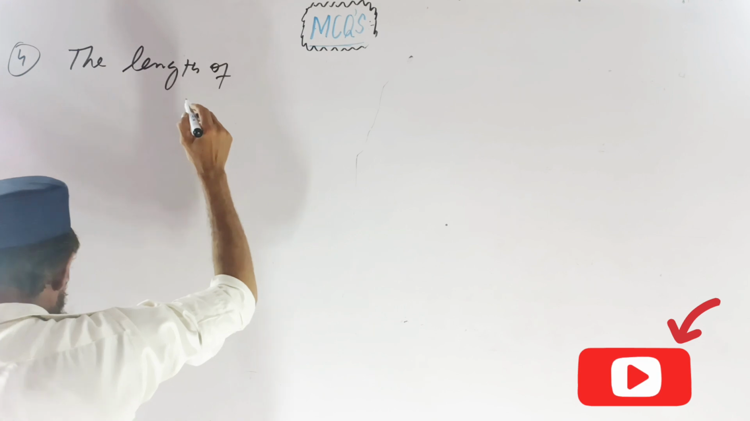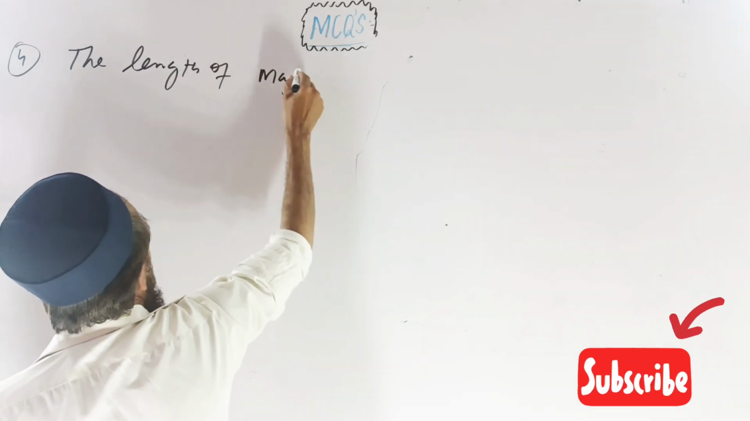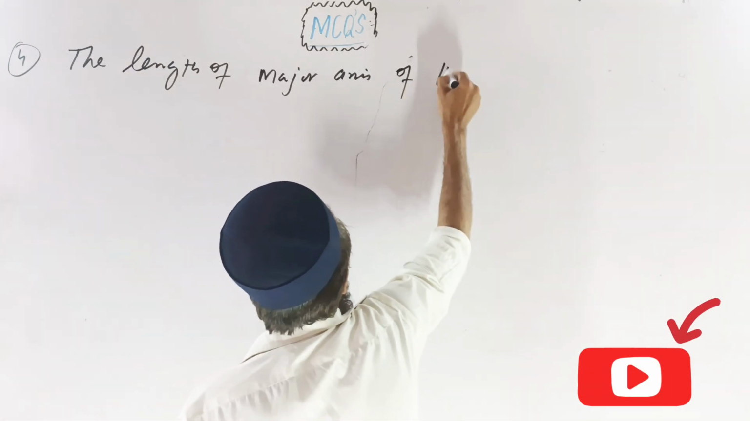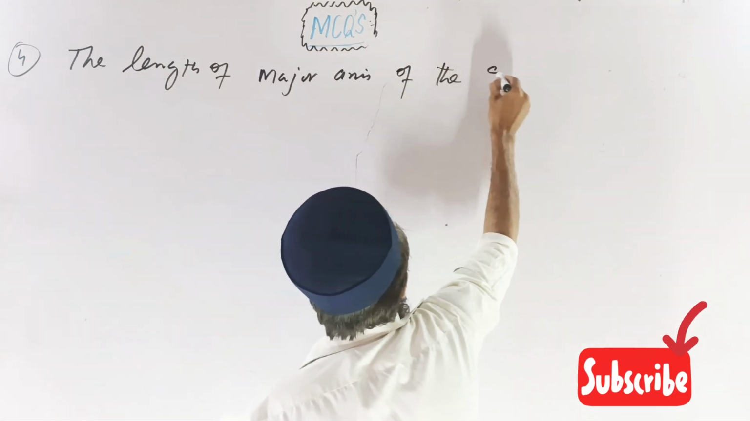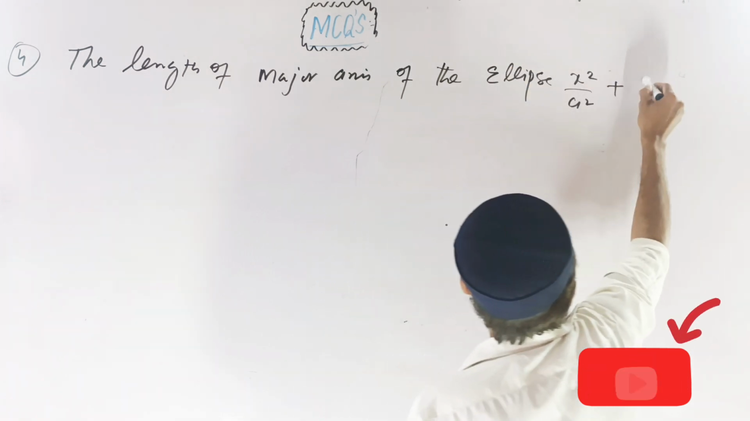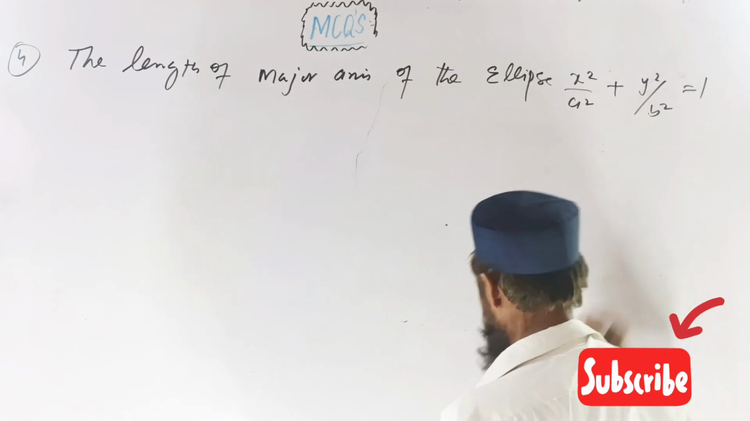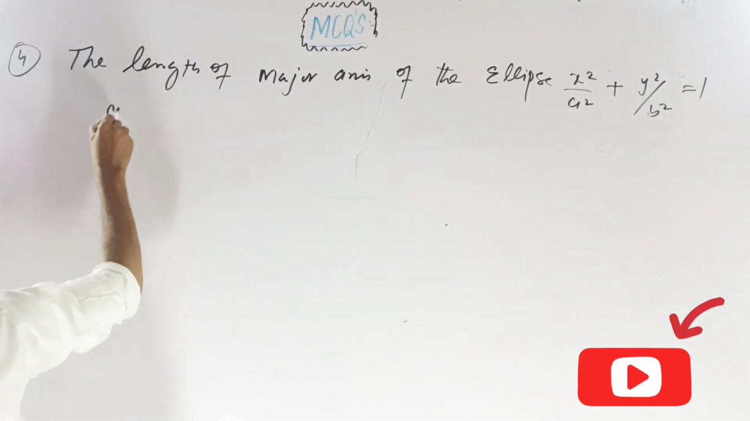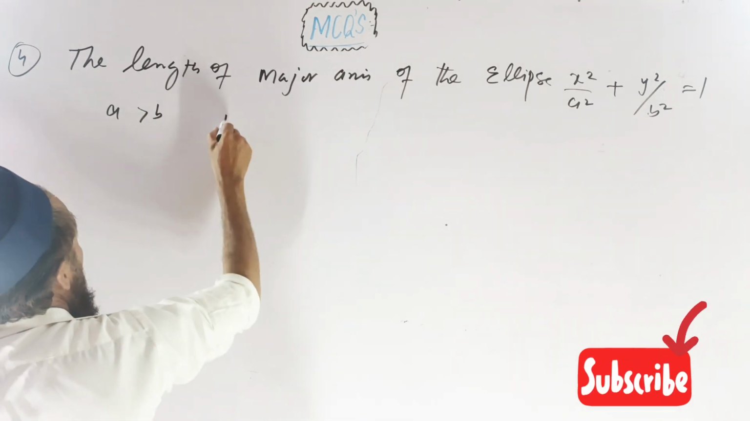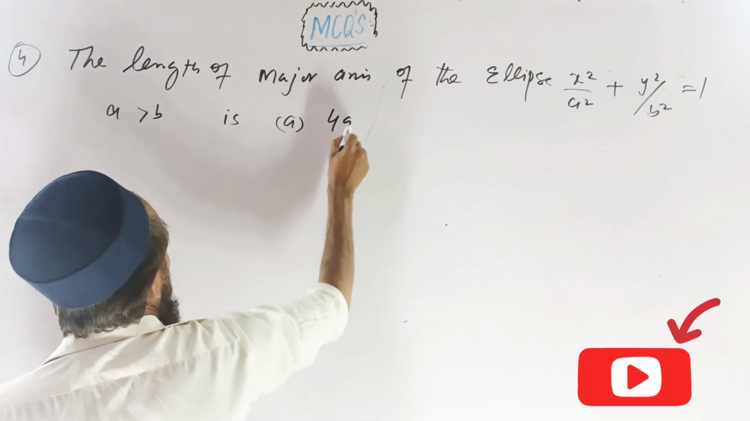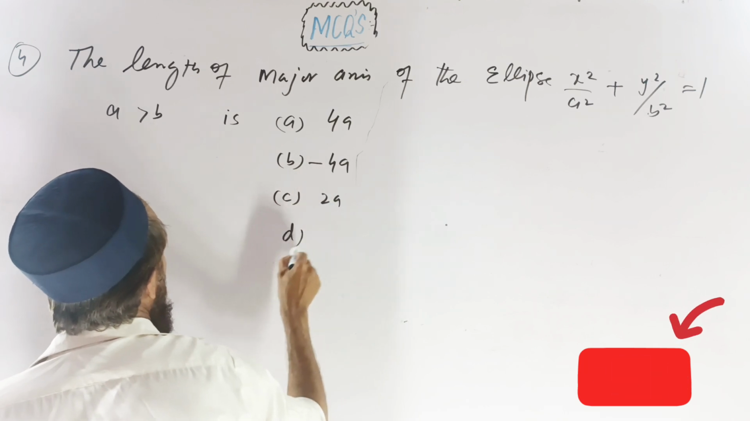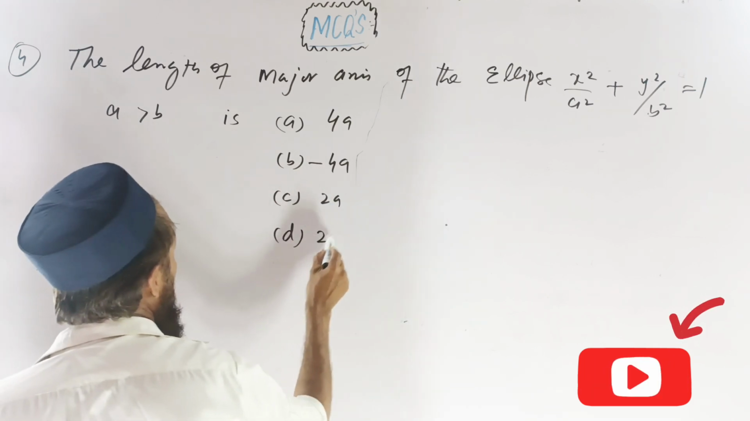The length of major axis of the ellipse x square divided by a square plus y square divided by b square is equal to 1, where a is greater than b, is: A) 4a, B) minus 4a, C) 2a, and D) 2b.